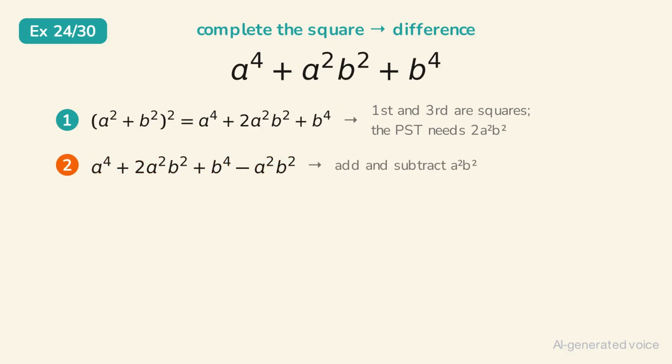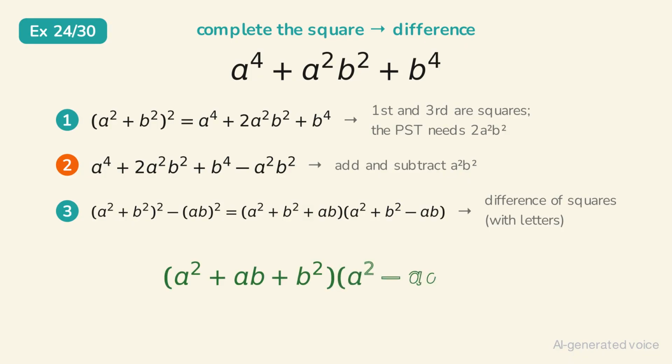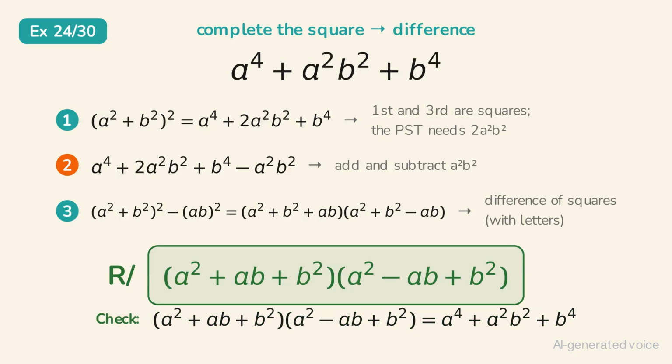The first three form the square, (a² + b²)², and what we subtracted, a²b², is (ab)². Difference of squares. Reordering, we get (a² + ab + b²)(a² - ab + b²). Check. When multiplying, the terms with a³b and with ab³ cancel, leaving a⁴ + a²b² + b⁴.